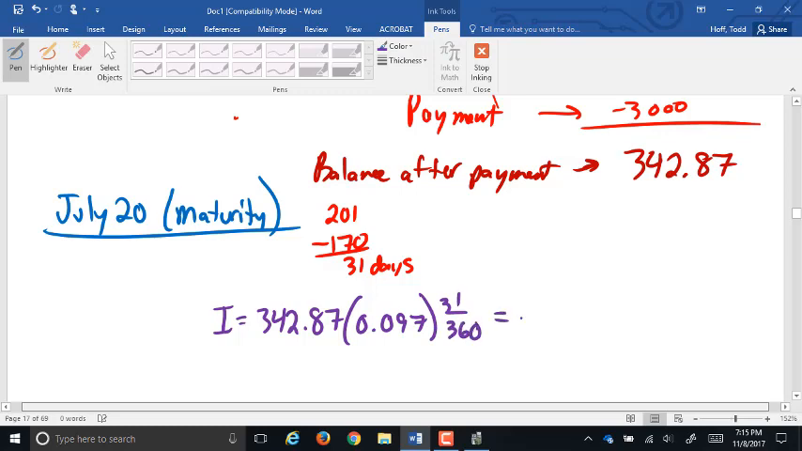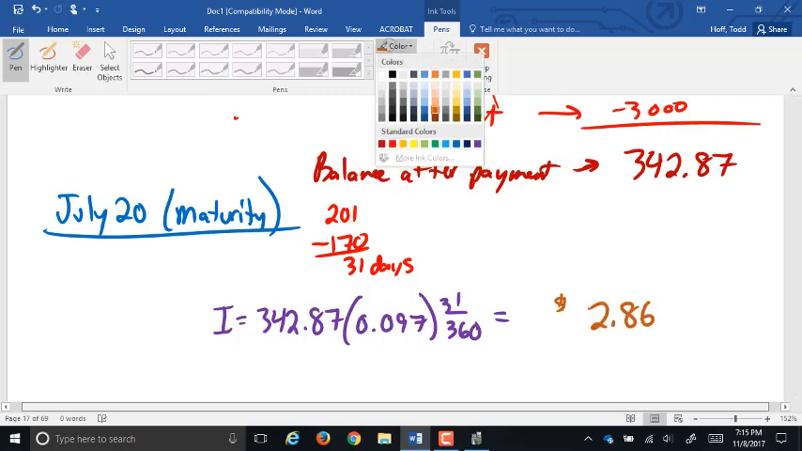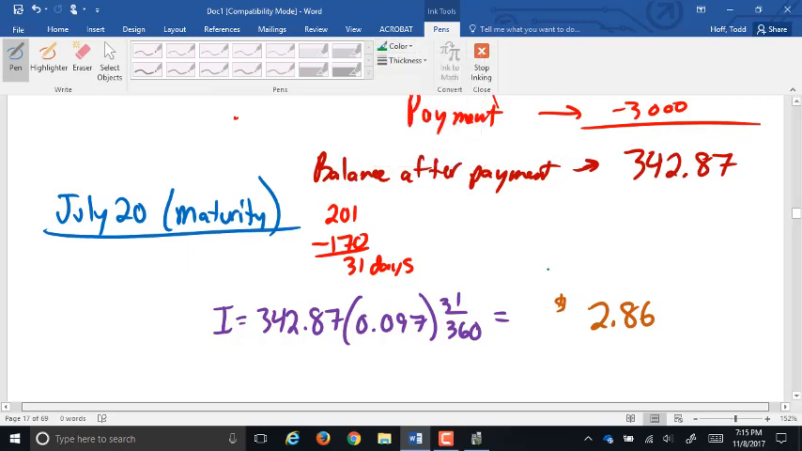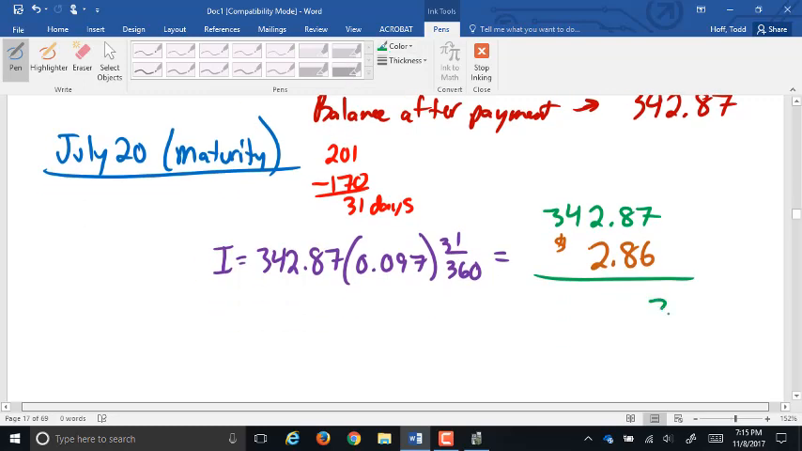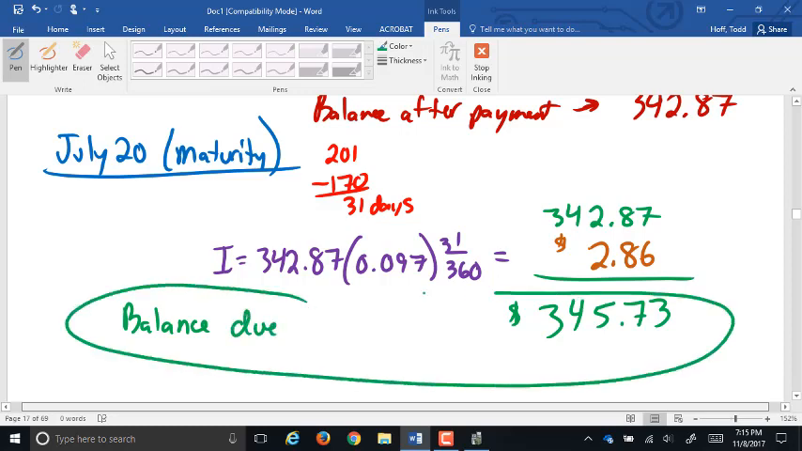So it's the $342.87 times 0.097 times 31 over 360 gives us $2.86 in interest. We add that to that previous balance of $342.87 to get $345.73, which is the balance due. That's the amount paid on July 20th.